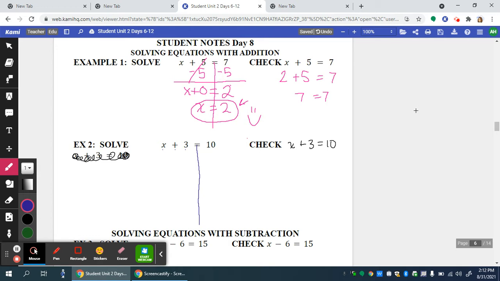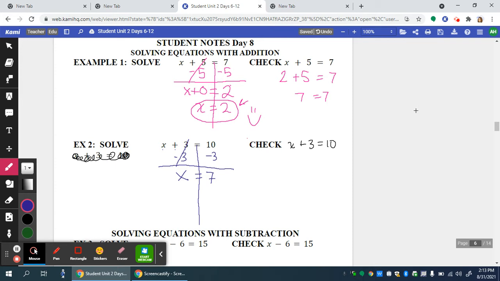So x plus 3 equals 10. We need to get this x alone. So the inverse operation is subtracting 3. And what you do to one side, you must do to the other. Positive 3 minus 3 is just 0, so they effectively cancel each other out. And we have x equals 10 minus 3, which is 7.